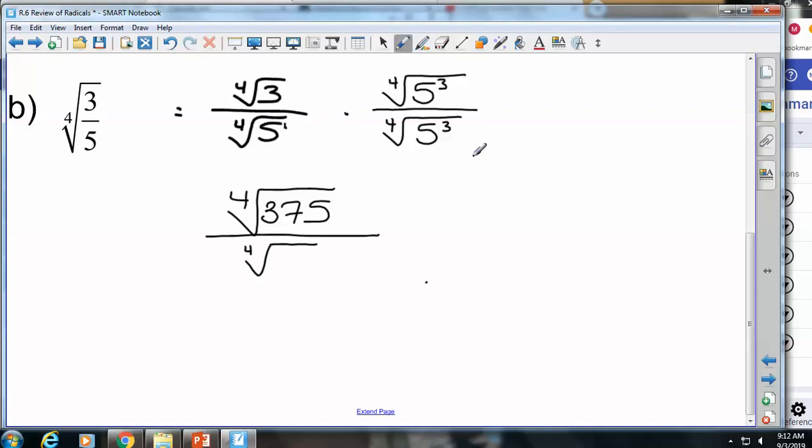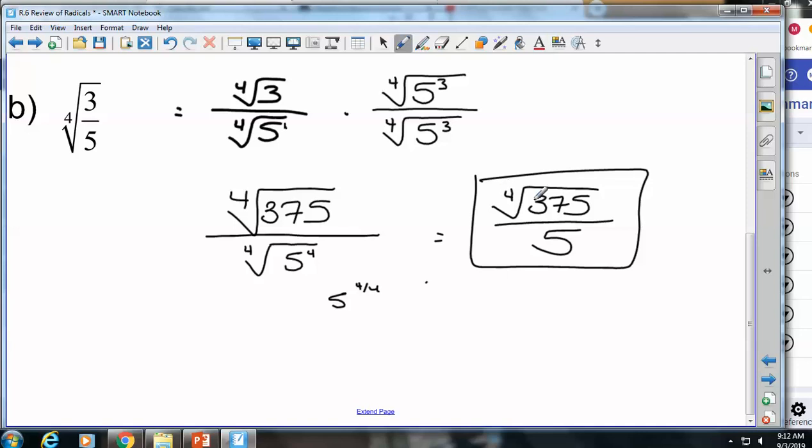On the bottom, you can multiply it out. 5 times 5 to the 3rd, you could write it as 5 to the 4th. You have the 4th root of 5 to the 4th. This is just like 5 to the 4 divided by 4 power, which is 5. And that is our final answer.